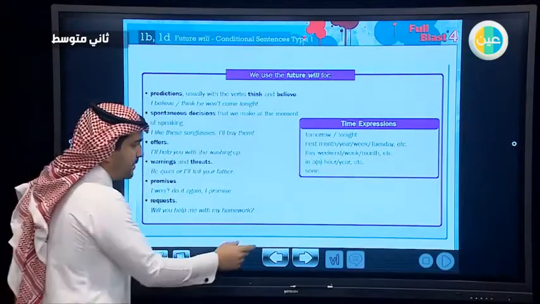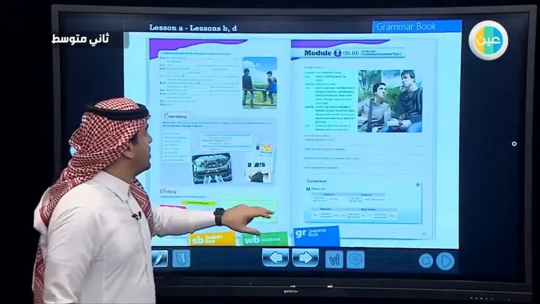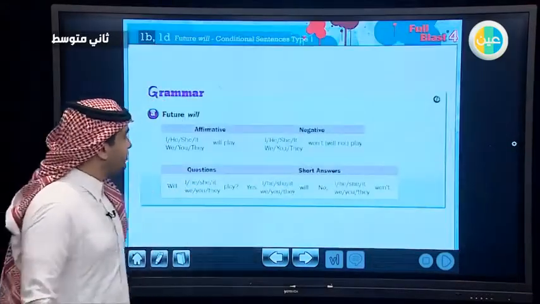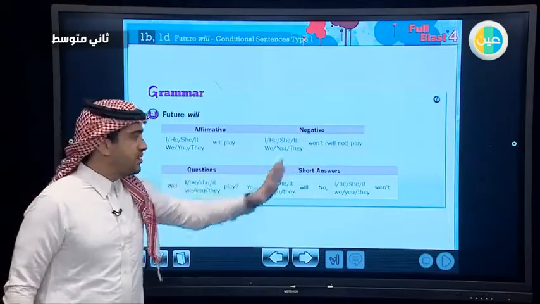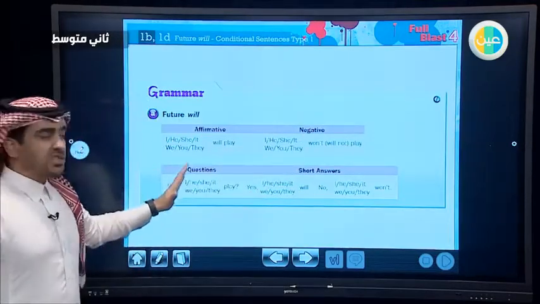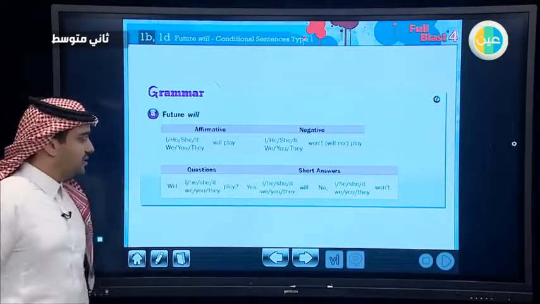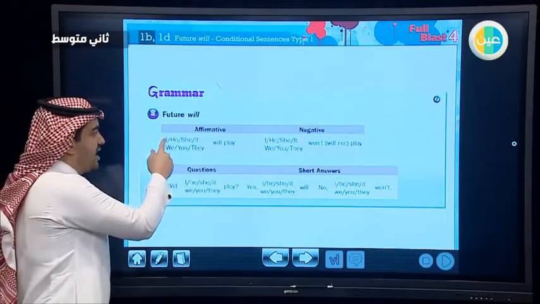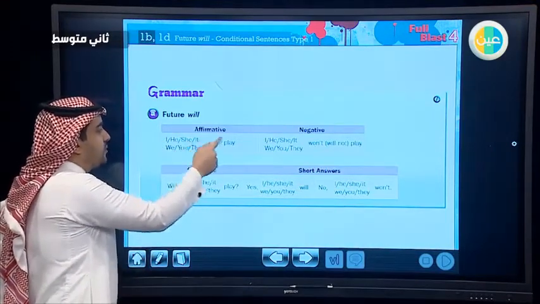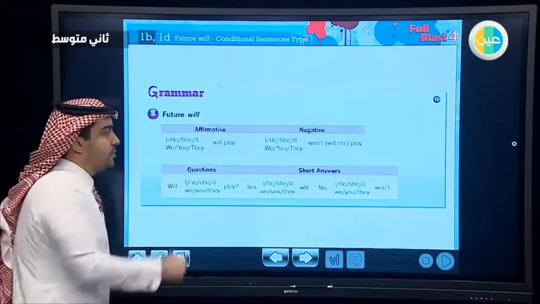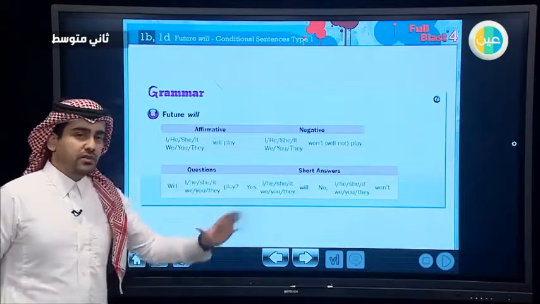Now let's go back to the form of the future will. We have an affirmative sentence, a negative sentence, and questions, how to ask questions using will. Let's start with the affirmative sentence. I can say I will play, she will play, it will play, he will play, we will play. You can use any subject with will without any change to the sentence.